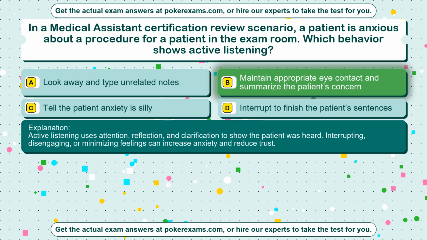Active listening uses attention, reflection, and clarification to show the patient was heard. Interrupting, disengaging, or minimizing feelings can increase anxiety and reduce trust.